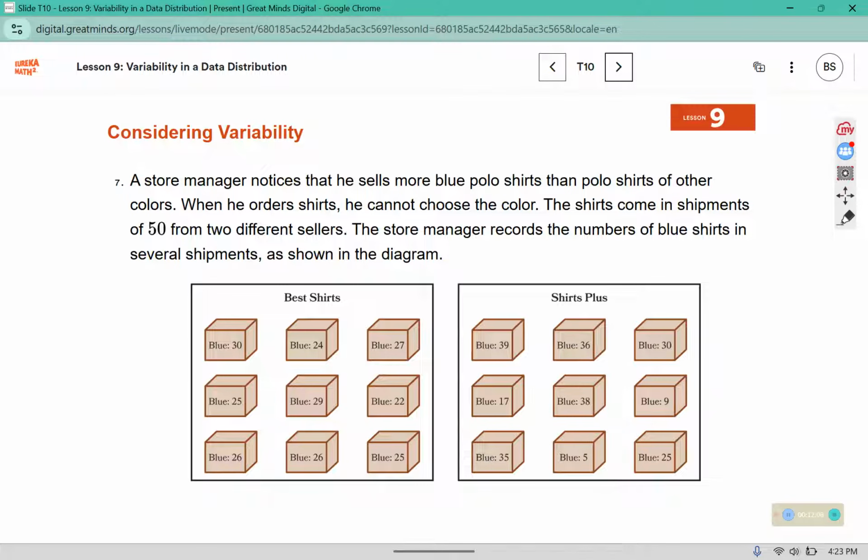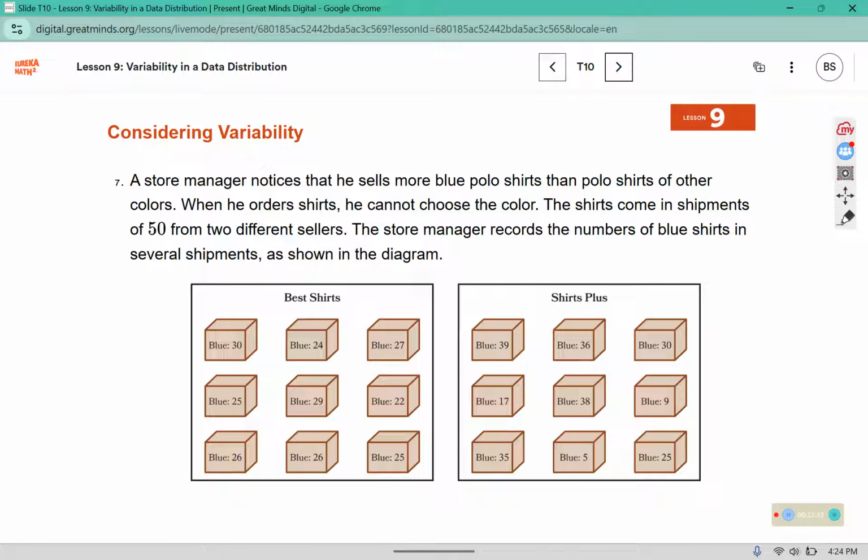Seven. A store manager notices that he sells more blue polo shirts than polo shirts of other colors. When he orders shirts, he cannot choose the color. The shirts come in shipments of 50 from 2 different sellers. The store manager records the number of blue shirts in several shipments, as shown in the diagram.